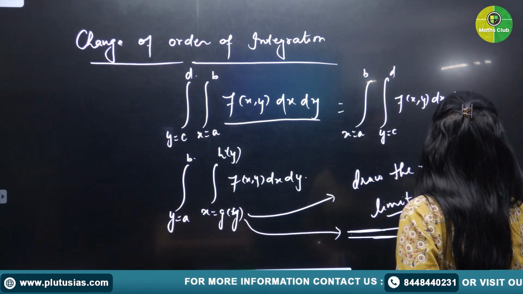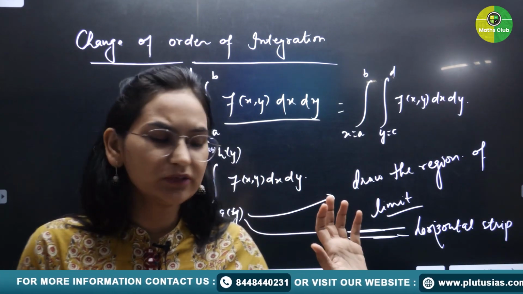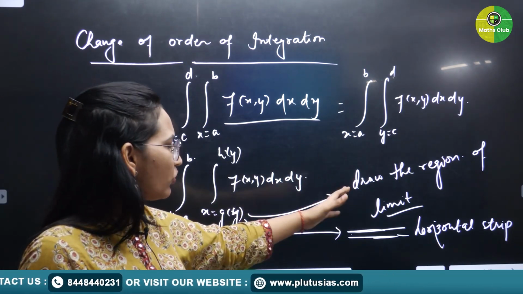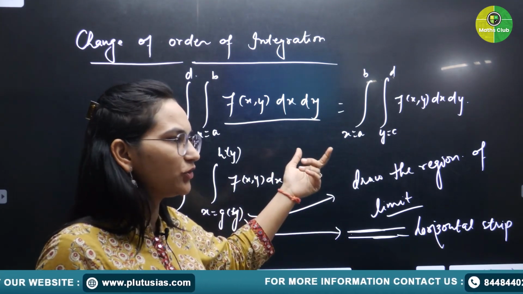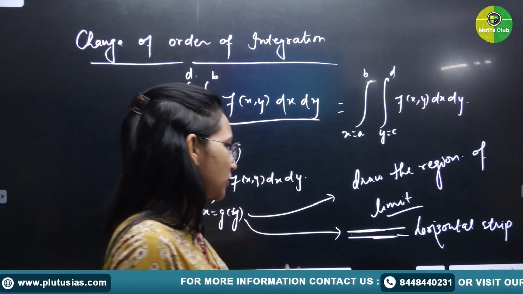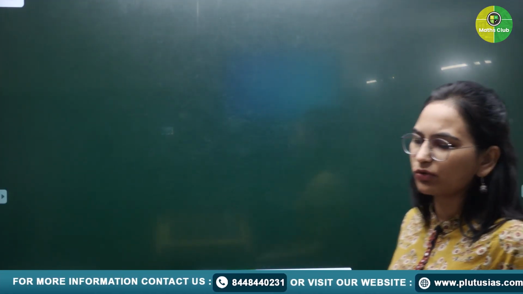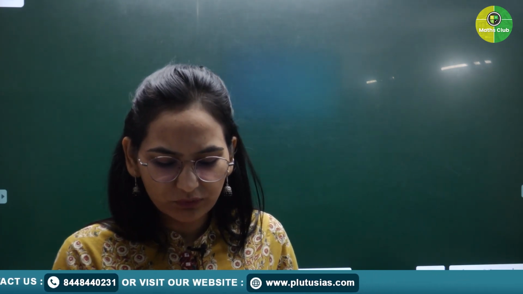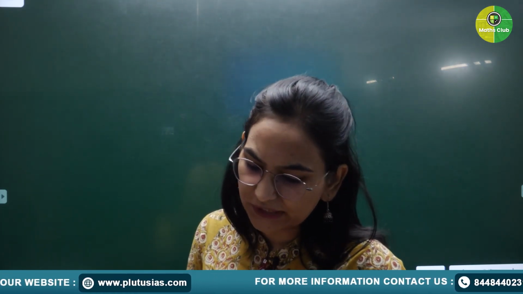If you want to change the order of integration, you are required to change this horizontal strip into a vertical strip, and then accordingly take the limits of the function. How would you change it? Let's see by some examples, and that's how you are going to learn how to change the order of integration. So one of the famous questions, let me write: change the order of integration.